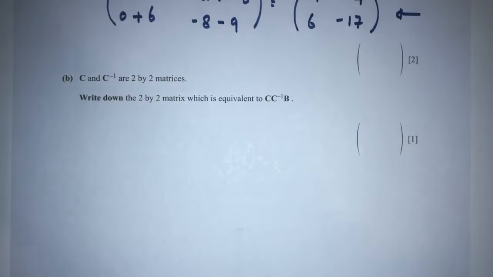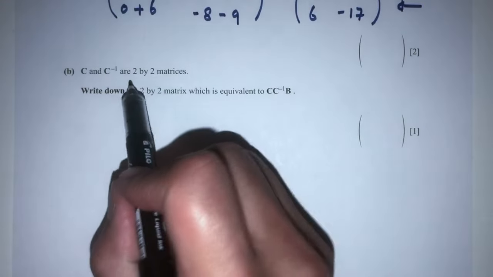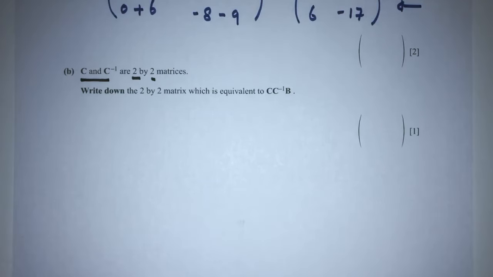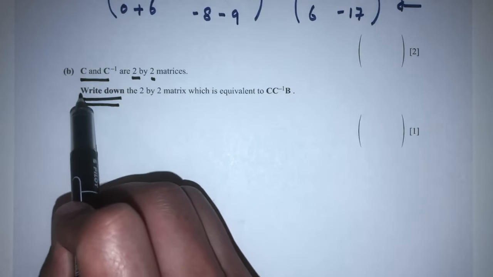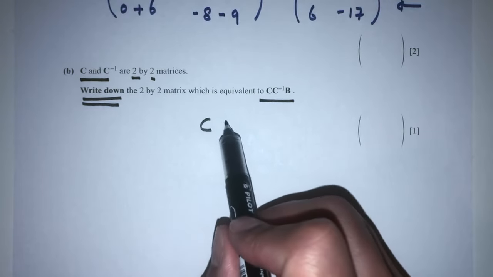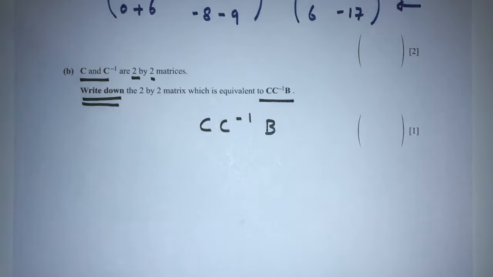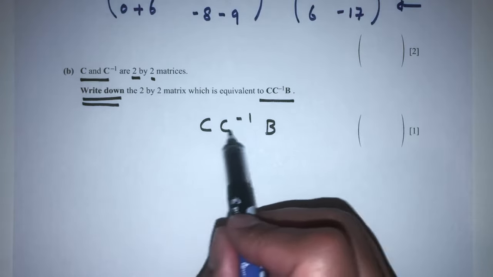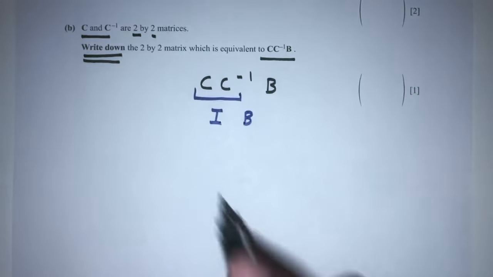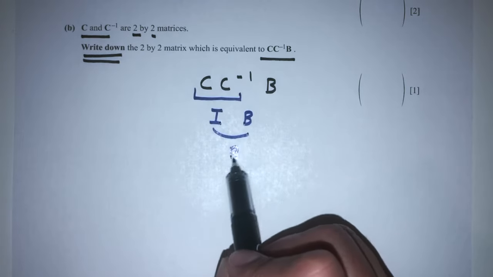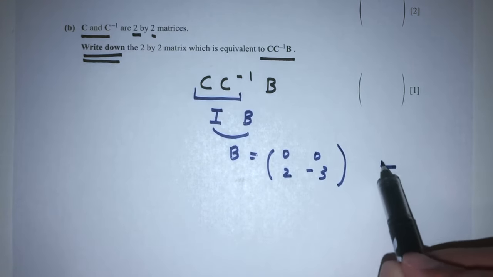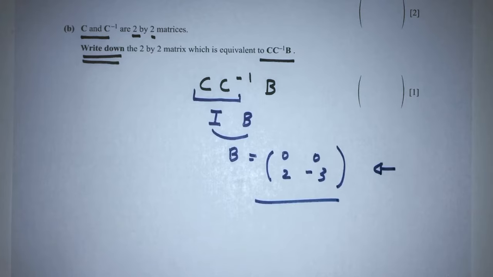Now for part C, we have to look at this. We have C as a 2 by 2 matrix. These two are the 2 by 2 matrices. Now we have to write down. Whenever you see write down, it means it's not hard. It should be pretty easy. This value here, so we have C times C inverse times B. Now if you observe, you have to know this. When C is multiplied by its inverse, it gives you the I matrix. Now if the I matrix is multiplied by anything, it gives you back the same matrix. So your answer will be B, which is (0, 2; 0, minus 2). That will be part B of question number 22.